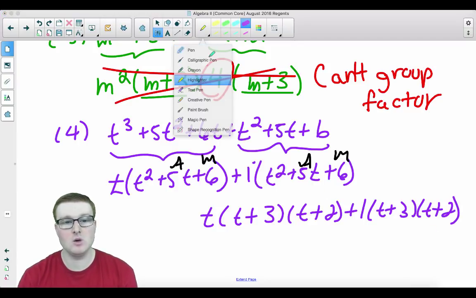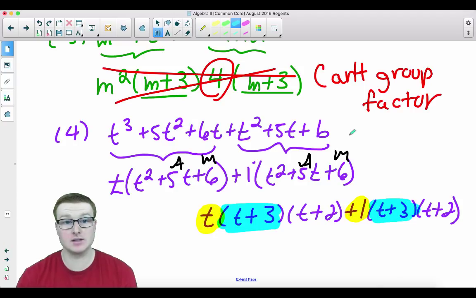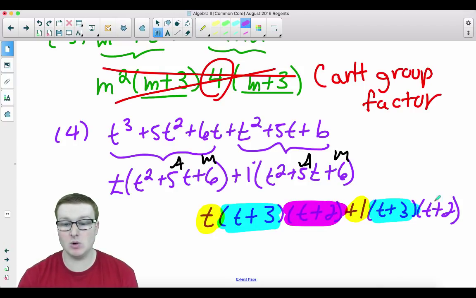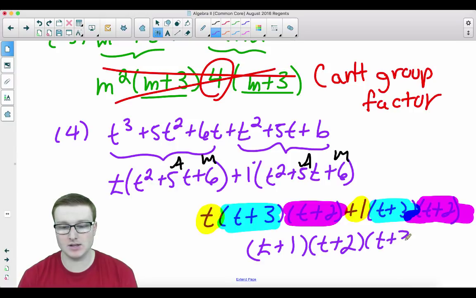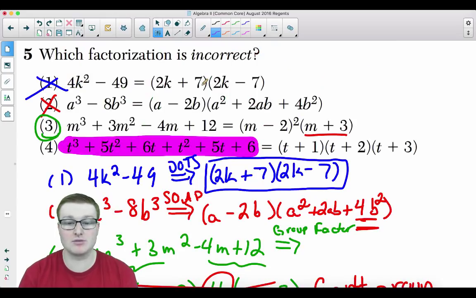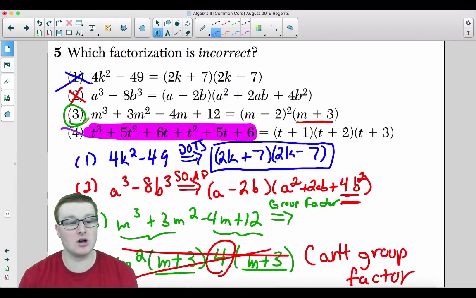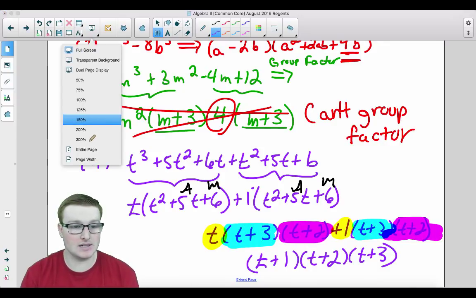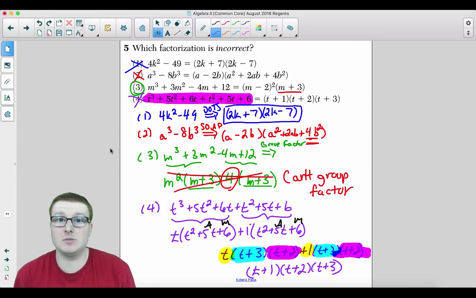So now when you group factor, you combine the t and the 1. The t plus 3 and the t plus 3 you only write once. And the t plus 2 and the t plus 2 you only write once. So your answer is t plus 1, t plus 2, t plus 3. That's how you factor it using the group factor method with 3. And look at that. That is the answer to that part. Oh man, that is a hard way to group factor. Most of you probably have never seen that before. And, yeah, just know how to do it. That is actually on the Facts You Must Know Cold guide. It will be on the updated version.